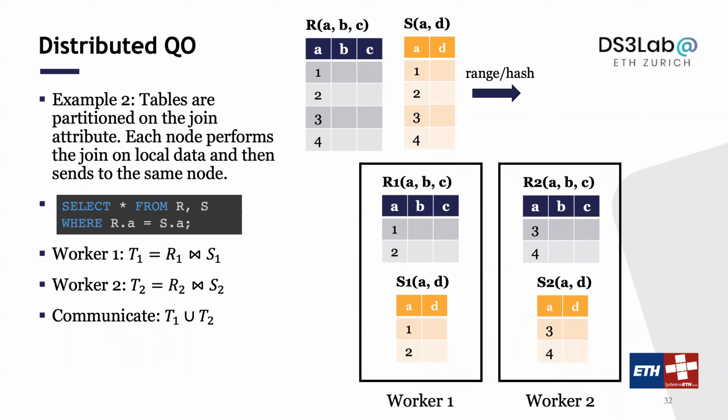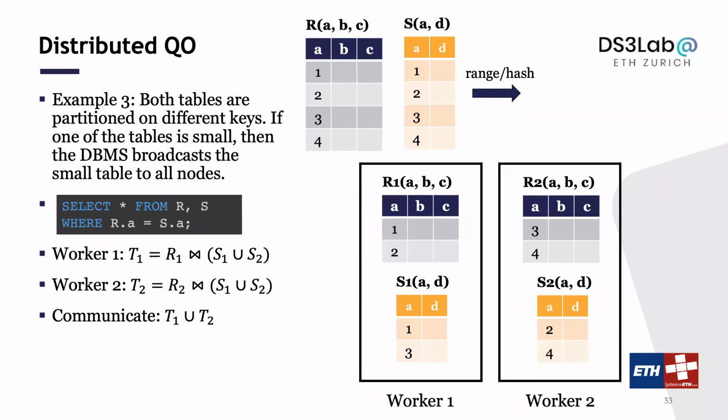Another thing is you can partition R and S on the same attribute. For example, you can partition R1 on A, S1 on A. In this case, this is an easier case. On worker one, you only need to calculate R1 join S1. You don't need to have R1 join the whole S because I already partitioned on the right column. So I have the T2, and then join the result.